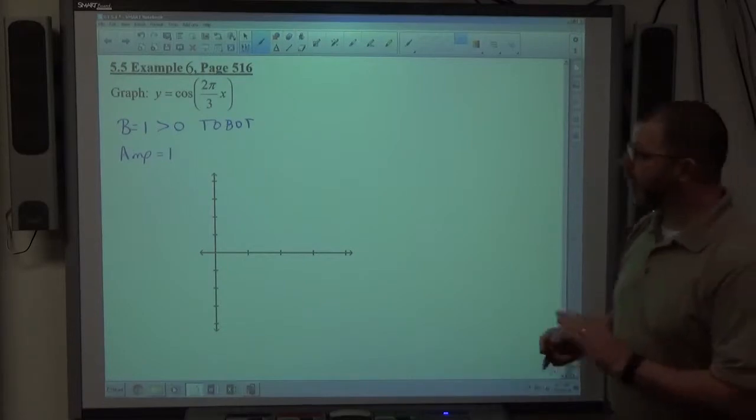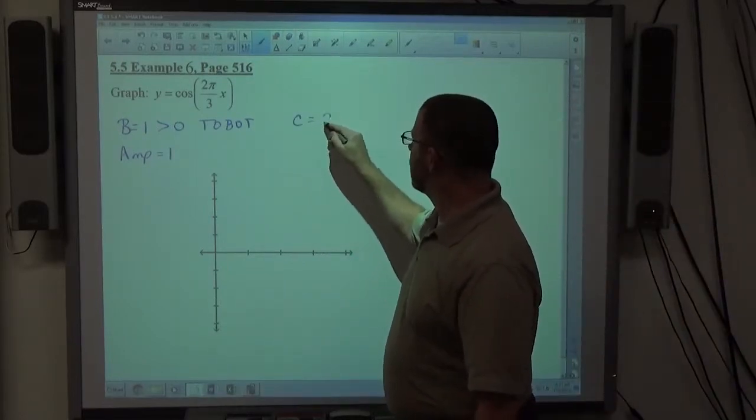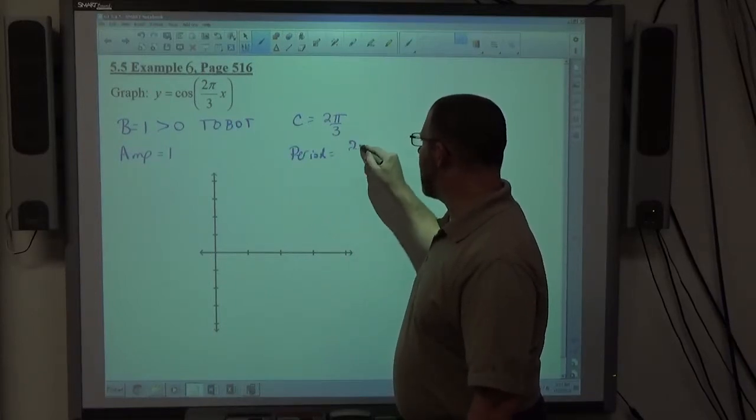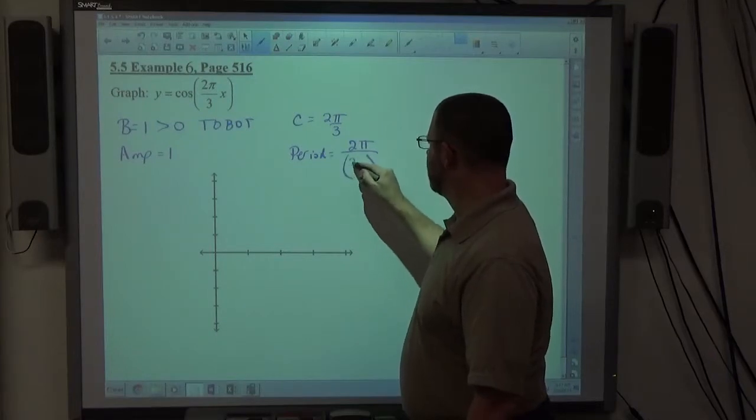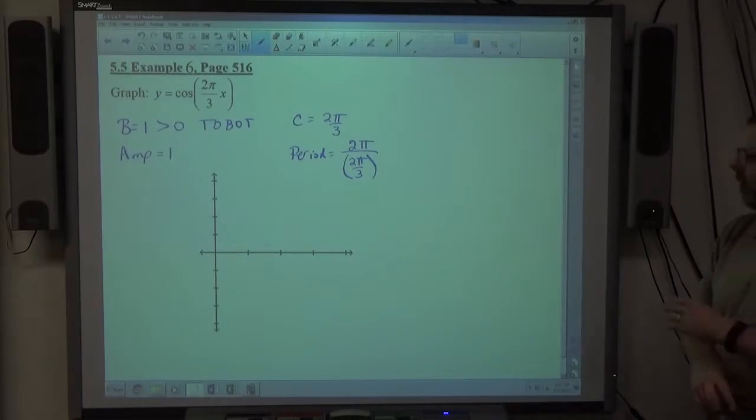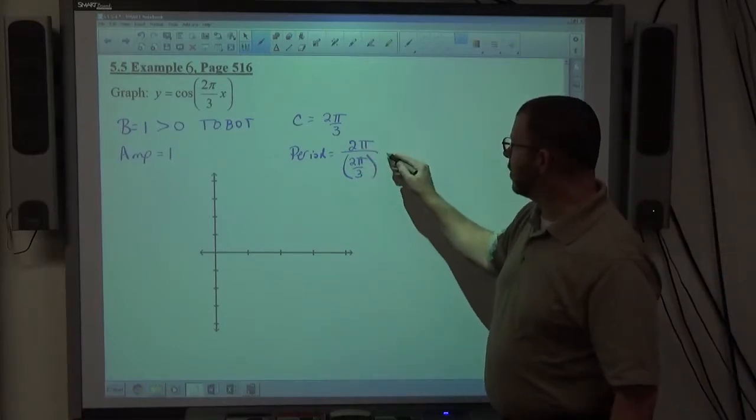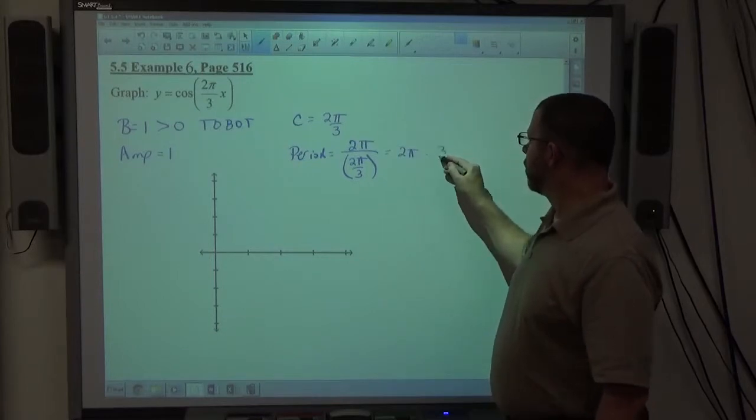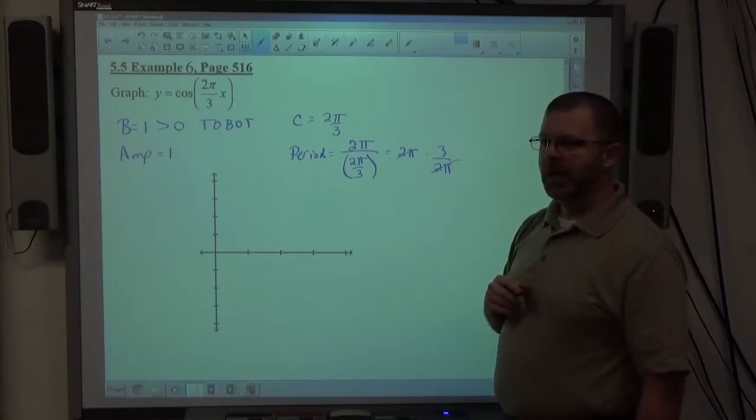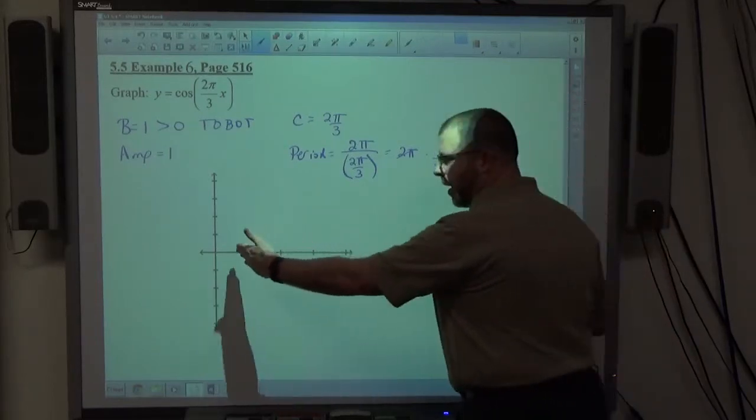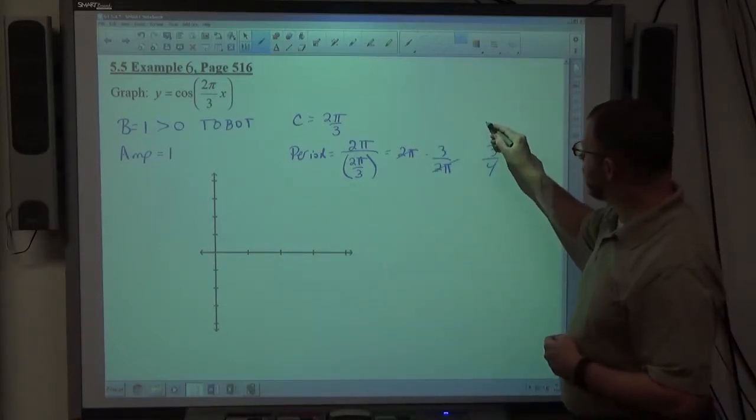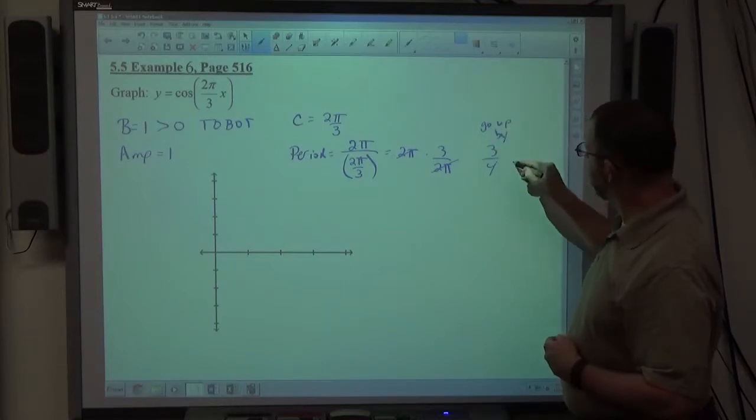All right. The other thing I can see, obviously, is that c is equal to 2 pi over 3, which means the period is going to be 2 pi divided by c. So 2 pi divided by 2 pi over 3 is the same as 2 pi times 3 over 2 pi. 2 pi's cancel, so the period of this thing is 3. That tells me that the scale that I want to use on my x-axis is going to be 1/4 of that. 1/4 of 3 is 3/4. So I'm going to go up by 3/4 on the x-axis.